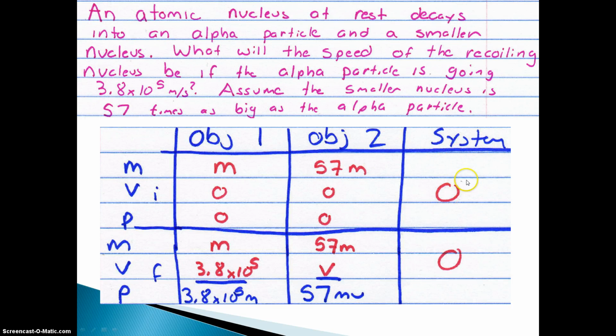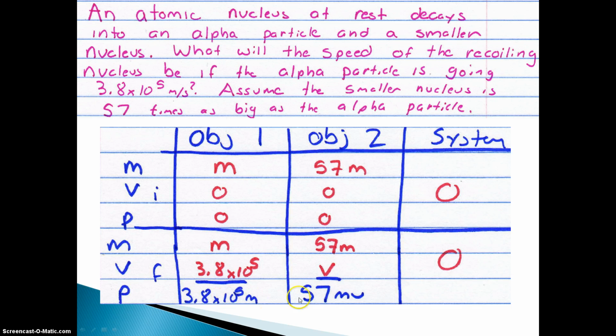So here we have a little system. System momentum is 0. It's the same afterward because there's nothing external happening here. The decay happened between the two particles. There's nothing outside the system affecting it. They have the same mass after. We know object 1 is this speed. We're trying to find object 2 speed.